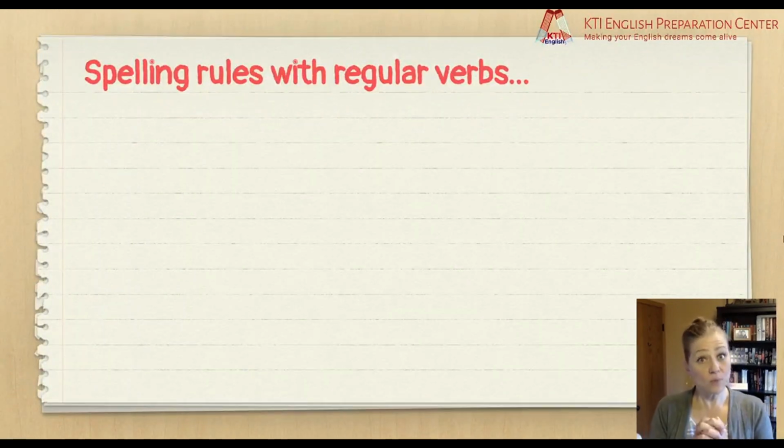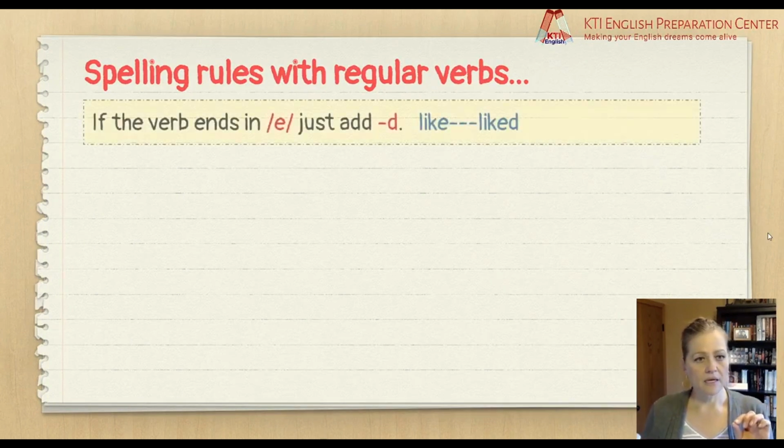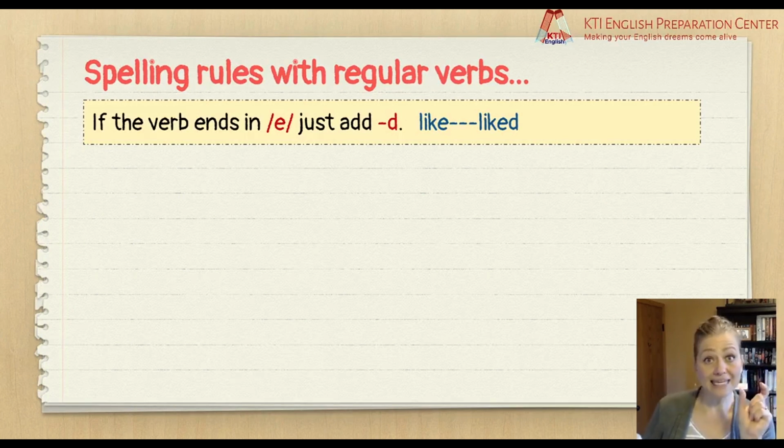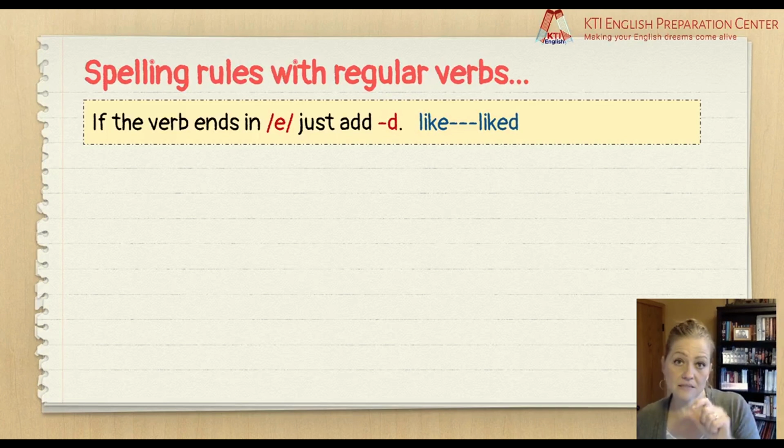Okay, the spelling rules with regular verbs. I'm just going to go through those quickly. If the verb ends in E, we just add D. Like becomes liked, again with the T sound, but we just add D because the E's already there.